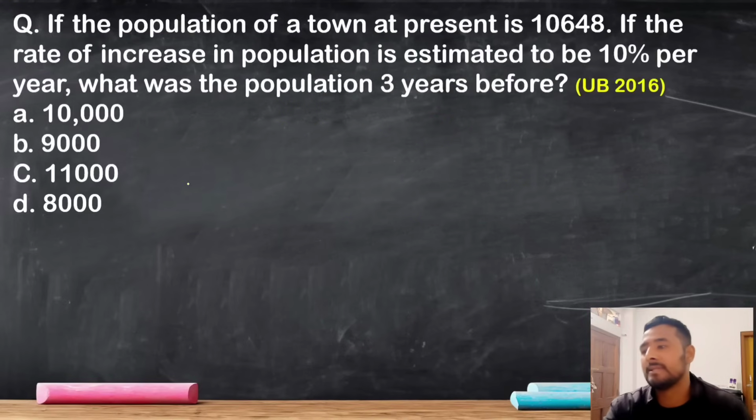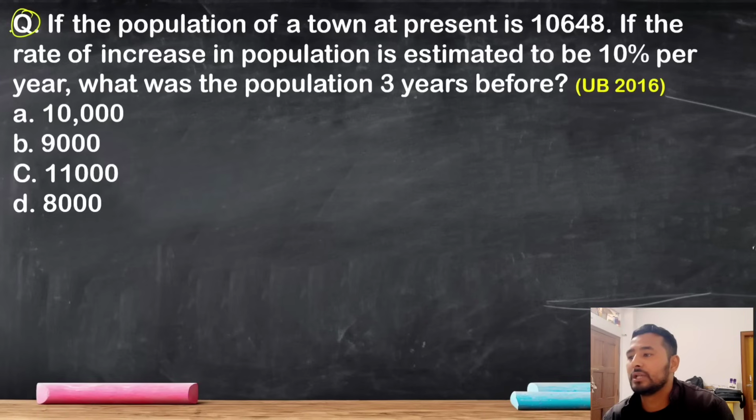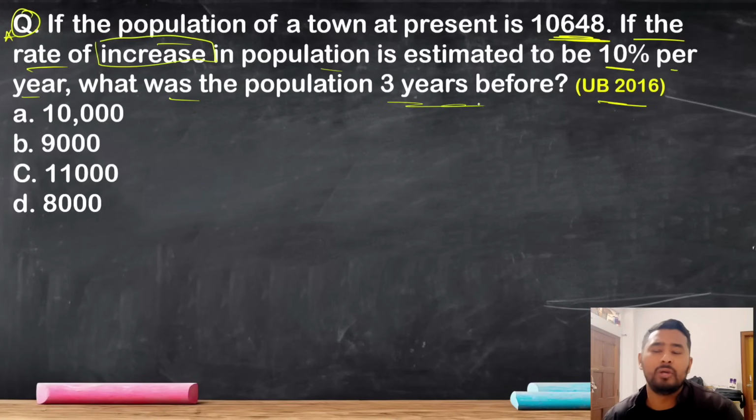Okay, let's go to next. Different type of question again. In population, okay, this also came in UB 2016. If the population of a town at present is 10648, now the present population is already given. If the rate of increase in population is estimated to be 10% per year. Now again increase has come, remember. What was the population 3 years before? You're asking 3 years before, what is the population?